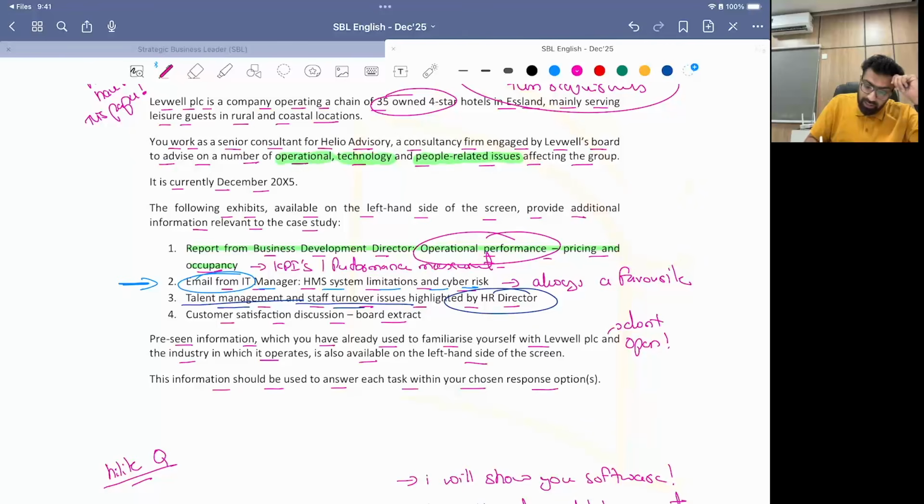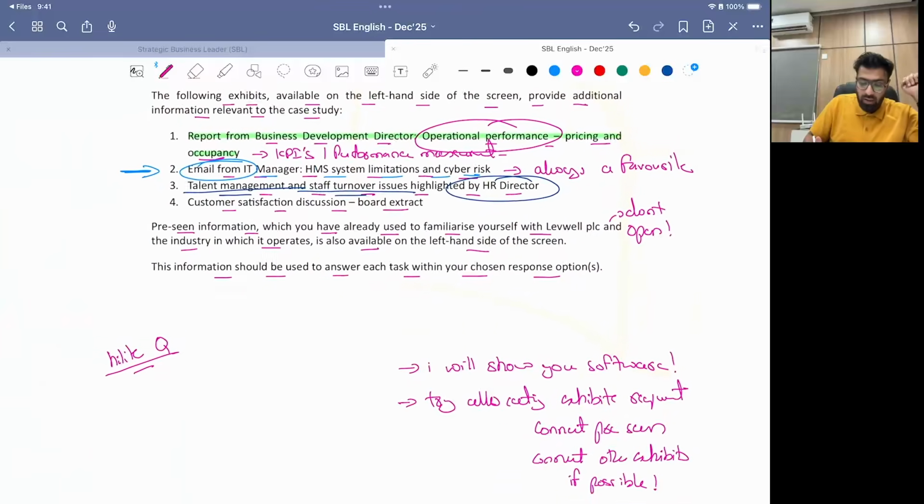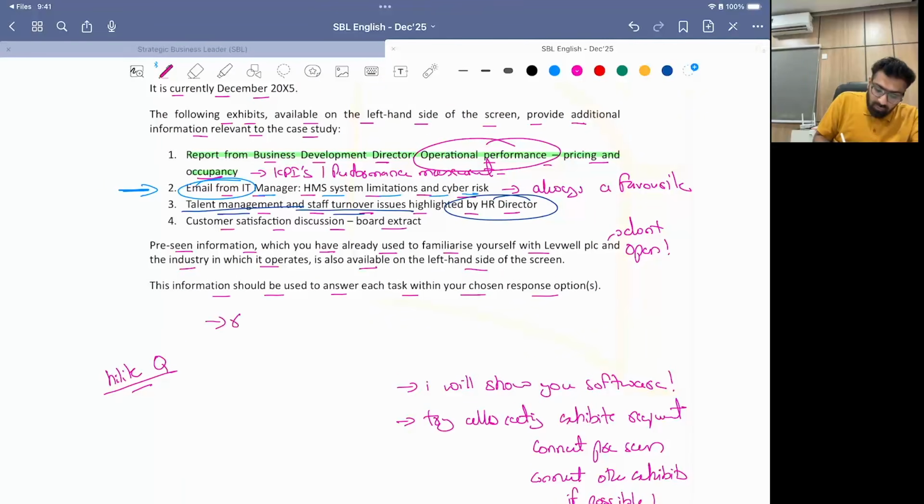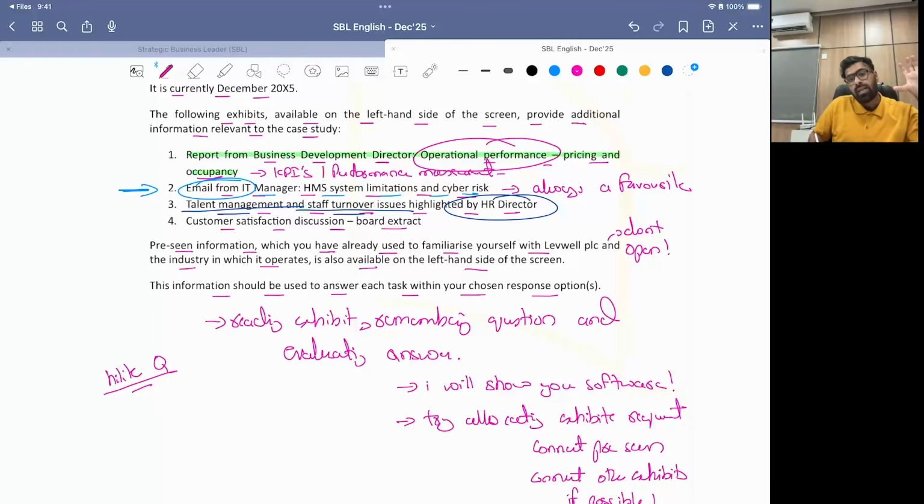So, business development director, operational performance. Now, why not reading the exhibit, remembering the question, and evaluating the answer. This is what today's class is. I won't be reading the complete paper. This is not my strategy. I'll just read the exhibit that's relevant for the requirement, and then I'll attempt that paper, right?